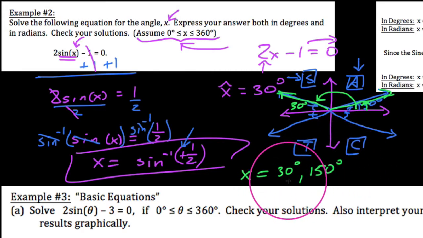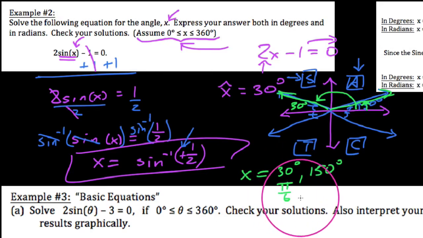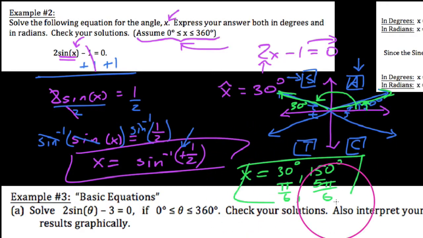And we wanted to report this in radians as well. So remember, 30 degrees is a sixth of pi, as a sixth of 180 degrees, and 150 degrees would be 5 thirty-degree angles. So we say 5 of these pi over 6 things. These would be my solutions here.